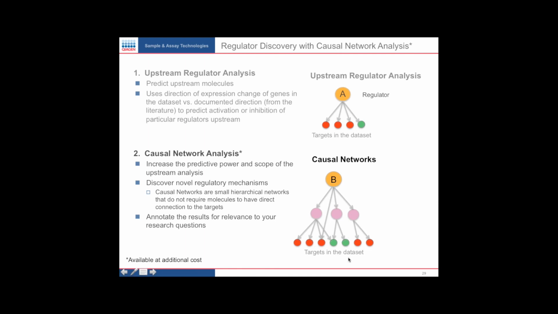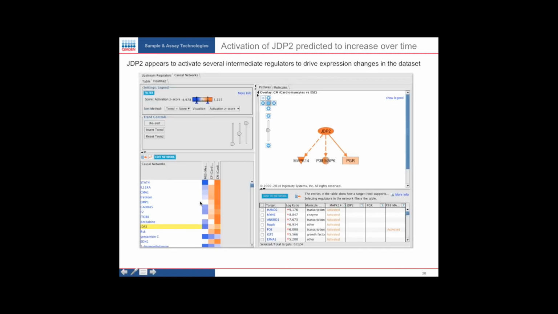So this is a sort of multi-layer analysis, and there doesn't have to be a direct connection between this master regulator and the data set. So there's a potential to find completely novel regulatory mechanisms through these master regulators. And you can also automatically score that master regulator against something you're looking for, like the phenotype or even another gene. So I'm trying to go quickly here. So this is doing the causal network analysis and doing a heat map of that. And you can see this molecule JDP2, which is predicted to be increasing over time.